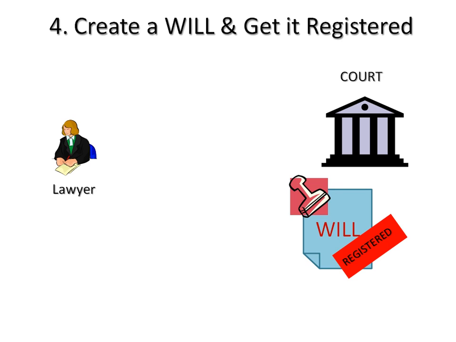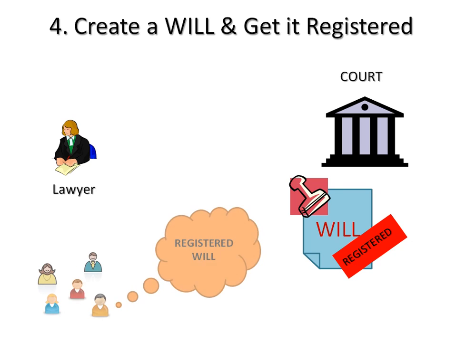Make sure that you tell your family members that you have made a will and registered it too, so that they are aware about it. I think these are the 4 steps. If you complete these things, then I would say that you have completed your estate planning up to a good level. So that is all.